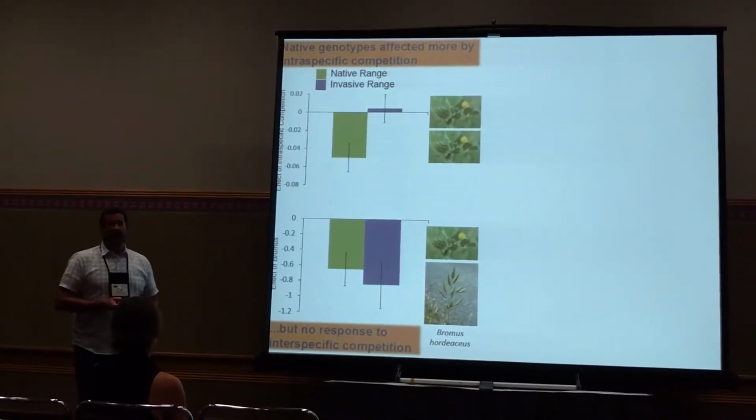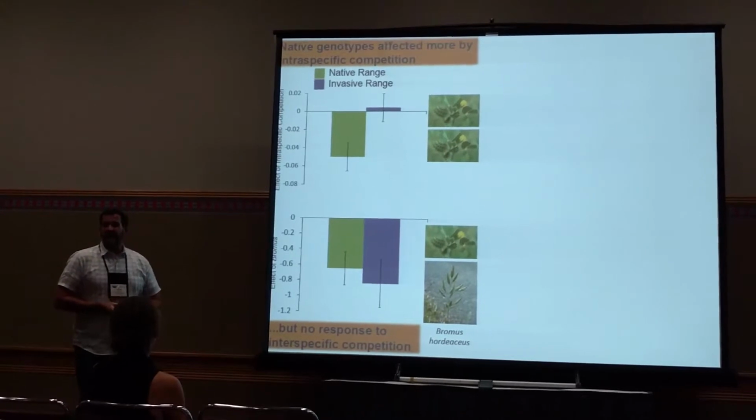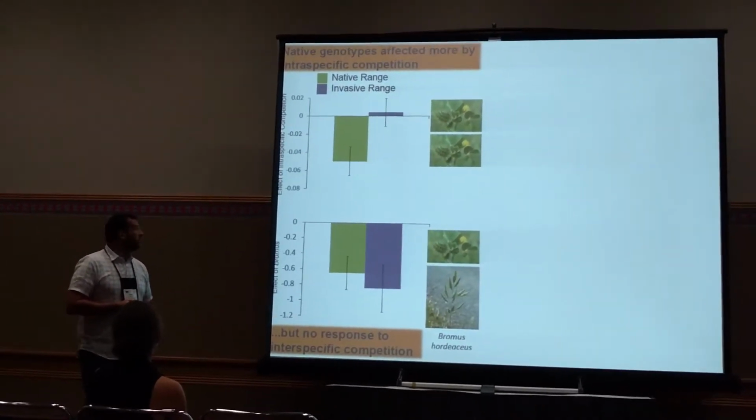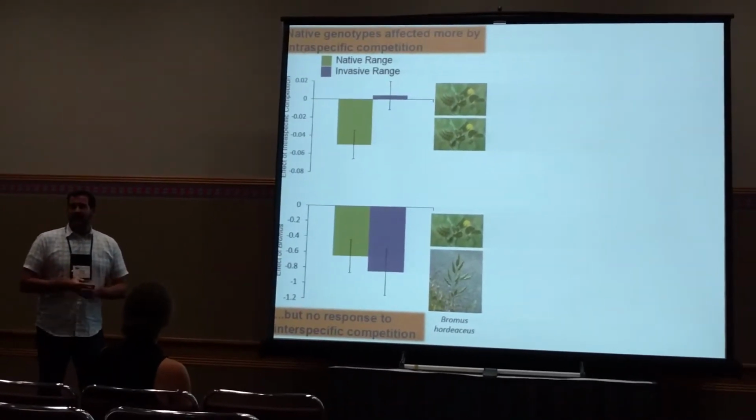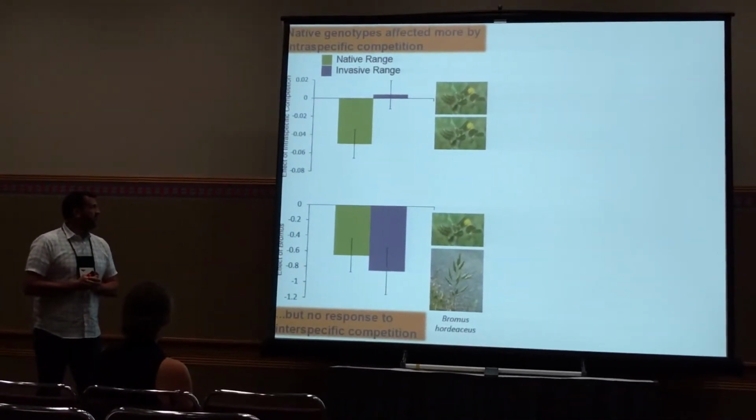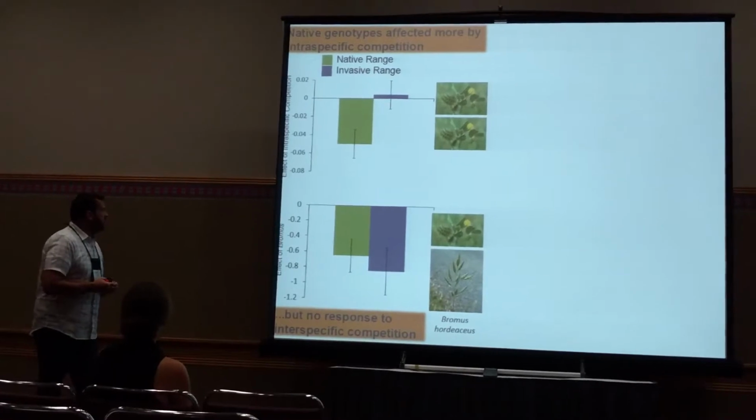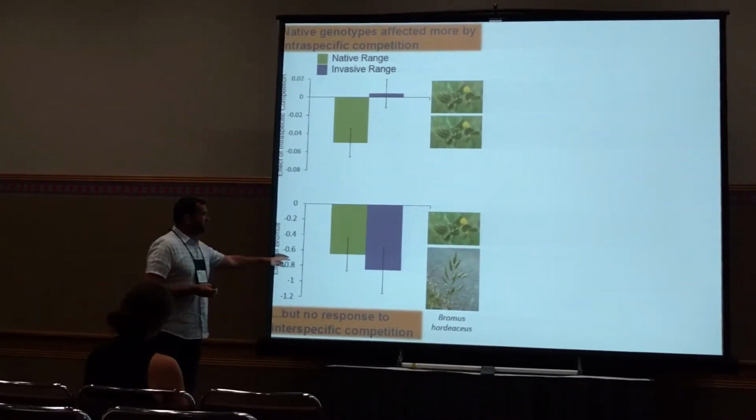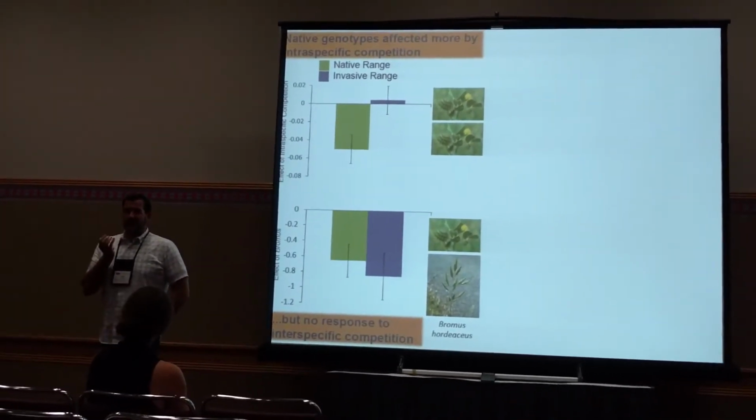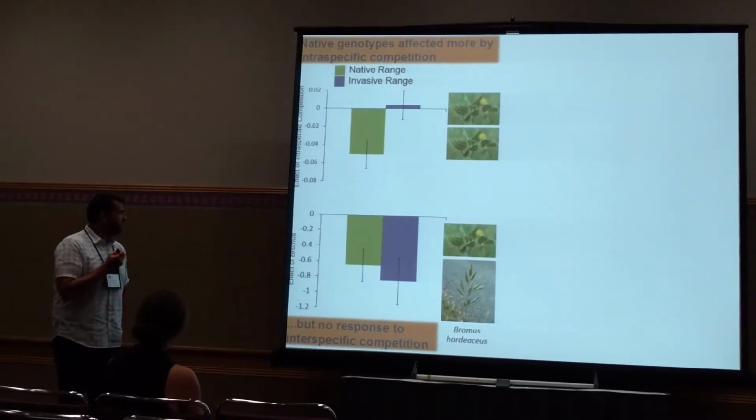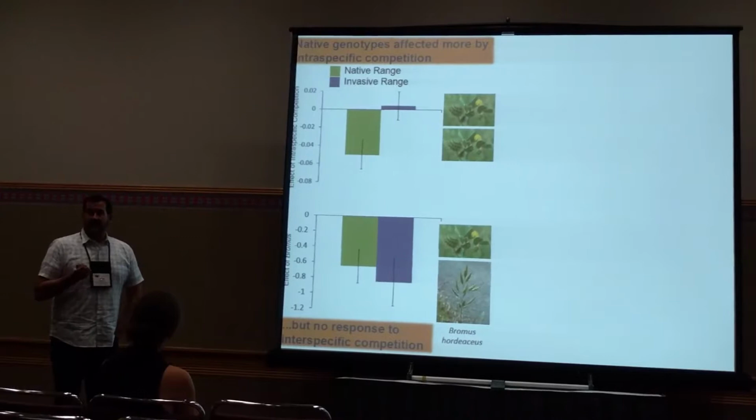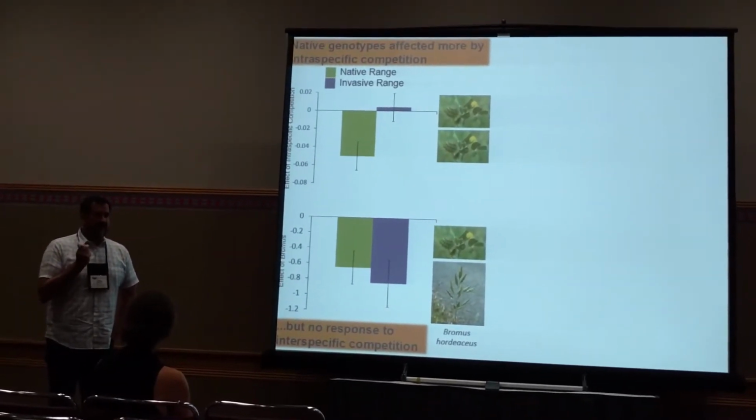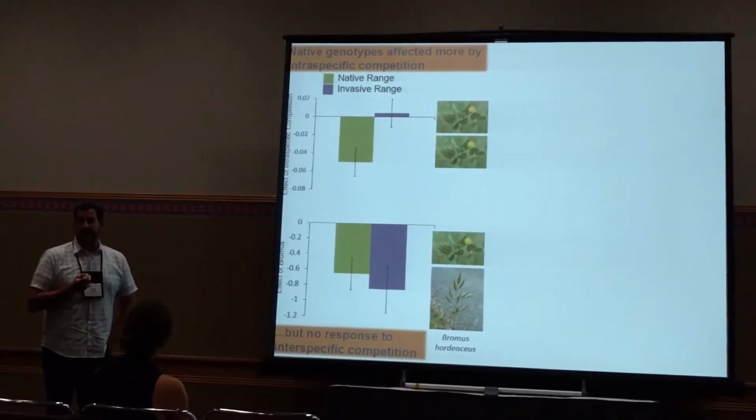pretty negatively by that competition. Invasive range genotypes are not really affected very much at all. And so it might be that invasive range genotypes have some increased competitive ability there, or at least competitive response. We've also looked at interspecific competition, and we don't find very much effect there. So that's sort of surprising that looking at several different competitors, we don't find very much difference between invasive and native range genotypes in their response to interspecific competitors.